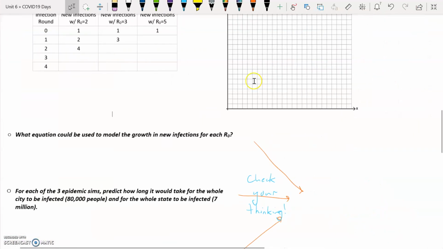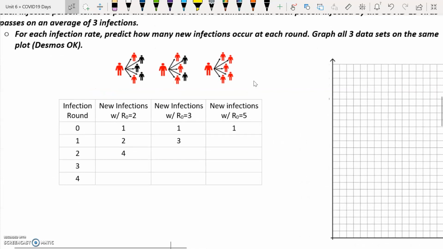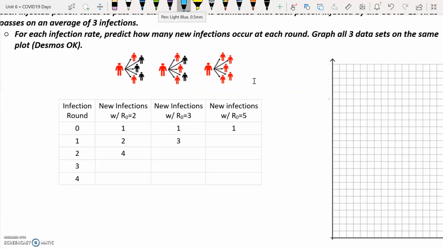Okay, so to get your data, hopefully you could follow the diagram. The diagrams indicate how you are calculating the number of new infections at each round. So this one goes with that, this one goes with that, and this one goes with that. Just a visual to go with how those infections are increasing.